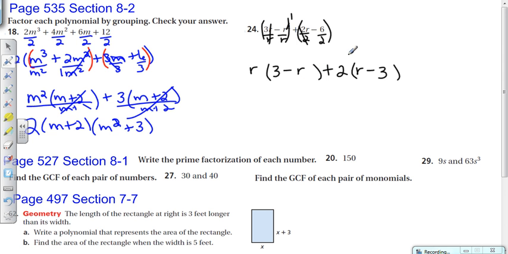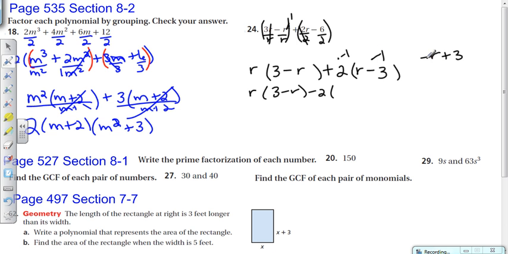So if I multiplied the 2 by negative 1 and the parentheses by negative 1, negative 1 times negative 1 is really positive 1, so I'm not changing anything. So I can rewrite this as r times 3 minus r. Positive 2 times negative 1 is negative 2. And then if I did this, r times negative 1 is negative r. Negative 1 times negative 3 is positive 3.